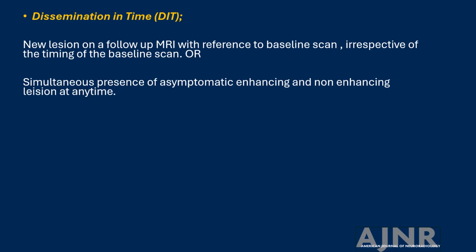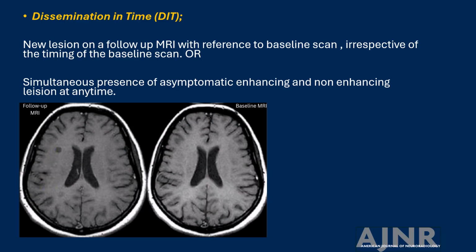So, based on the history of the patient and the images we just looked at, we are able to conclude that the patient probably has multiple sclerosis. Looking at the baseline and the follow-up scan, this actually fulfills the criteria for dissemination in time. Remember that in dissemination in time, we are looking to see if there is a new lesion on the follow-up MRI when we compare it to a baseline scan, irrespective of the time interval. And that's what we are seeing here in this case.